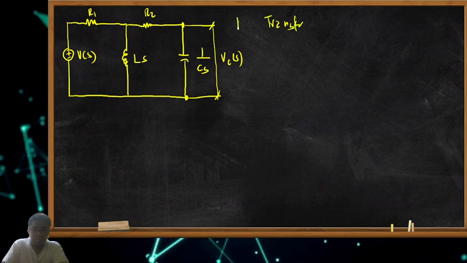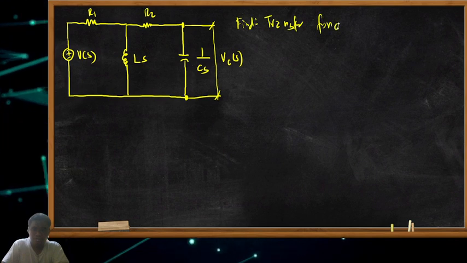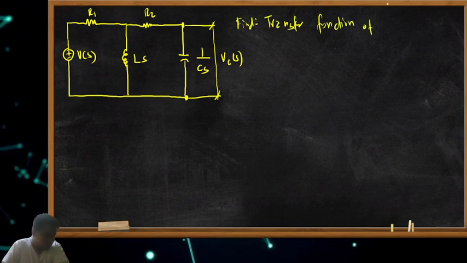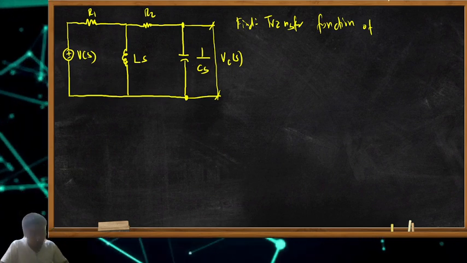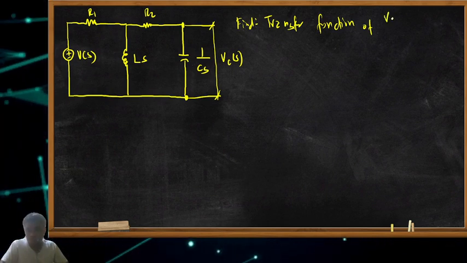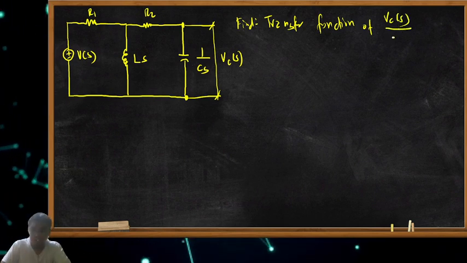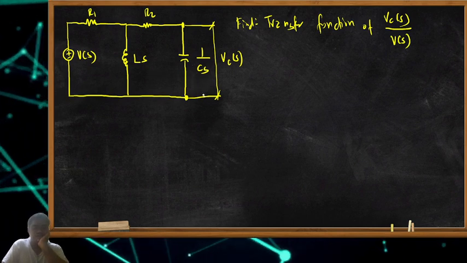So find the transfer function of that. This will be the transfer function, which has to be checked first here in the book. So we have Vc of S over V of S. Okay, so we are going to get the transfer function of this one.